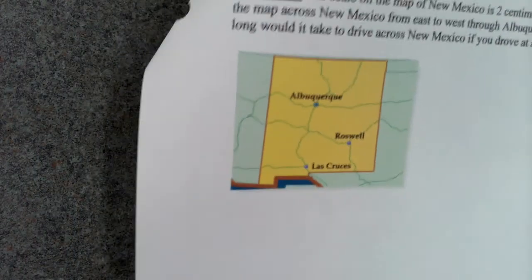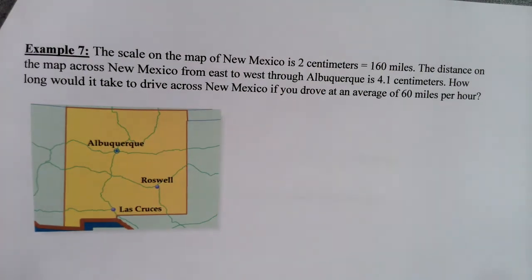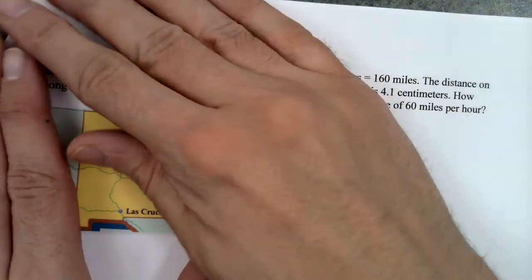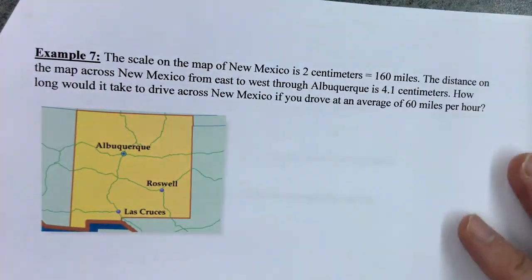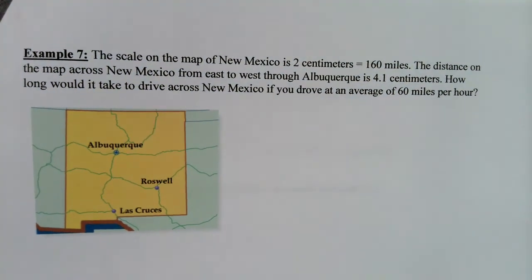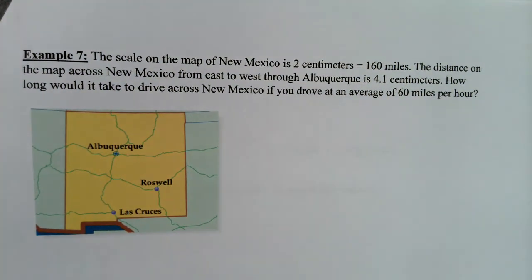And then one more example. Okay, one more word problem. It's kind of like the one we did earlier about the model airplane. The scale factor on the map is 2 centimeters equals 160 miles. The distance is 4.1 centimeters. How long would it take to drive across New Mexico if you're driving 60 miles per hour?